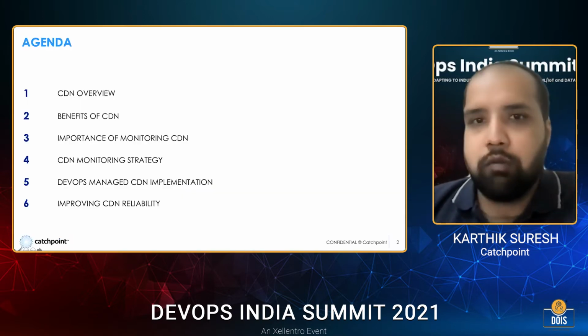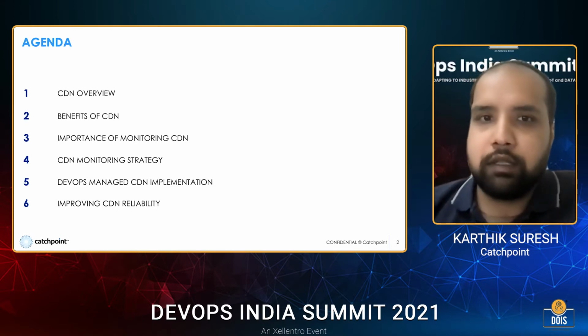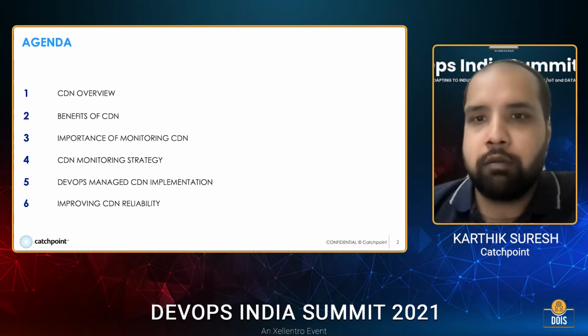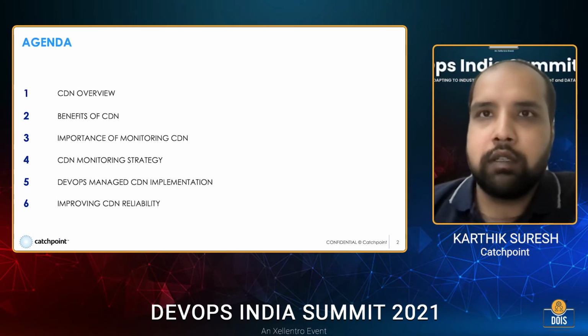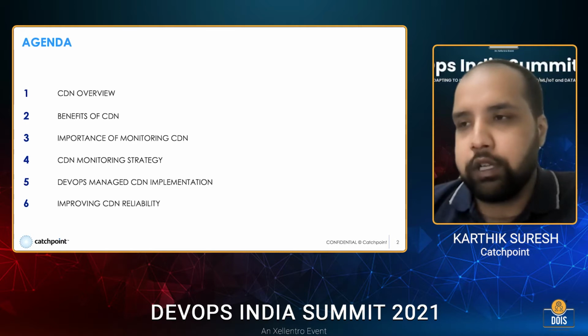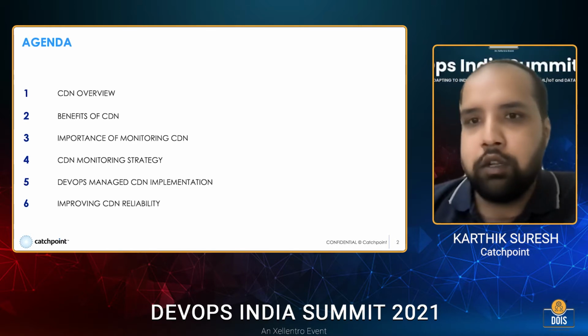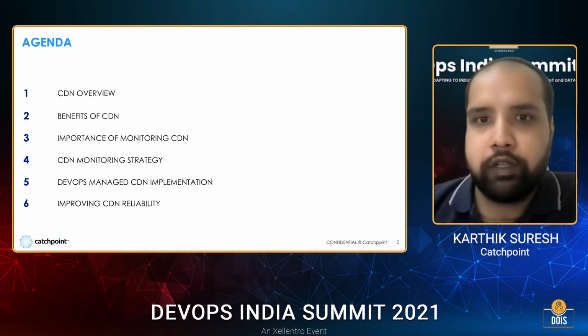All right, so I think most of you might already be familiar with the content delivery network or CDNs, but for anybody who is not familiar, we will go through a quick overview of what a CDN is and how it works. I will also be talking about some benefits of CDN, and like any other components in the digital delivery, CDNs are critical, and outages or failures can happen at the CDN level as well. So we will discuss how we can effectively monitor CDNs and some best practices for monitoring CDNs. And finally, also how DevOps engineers can implement a reliable CDN using this monitoring data.